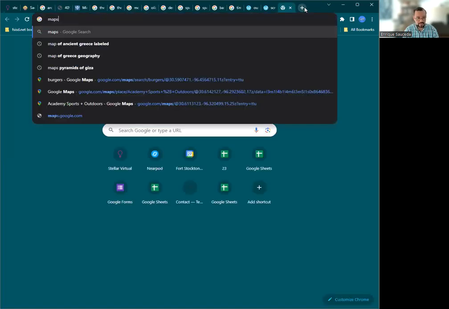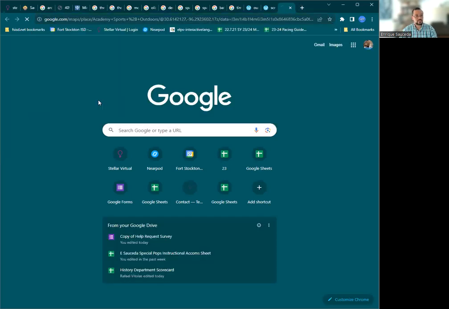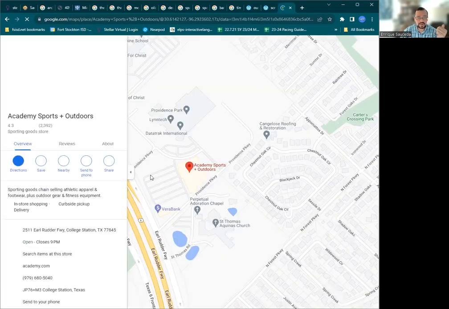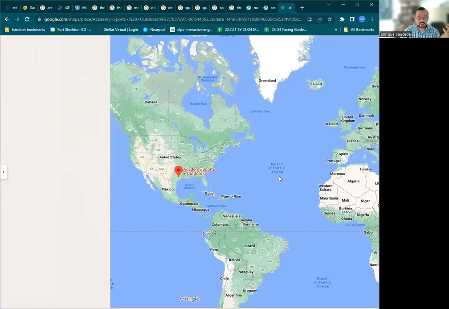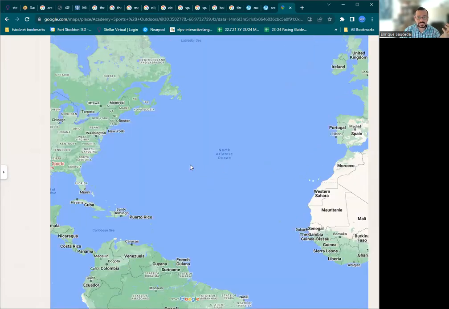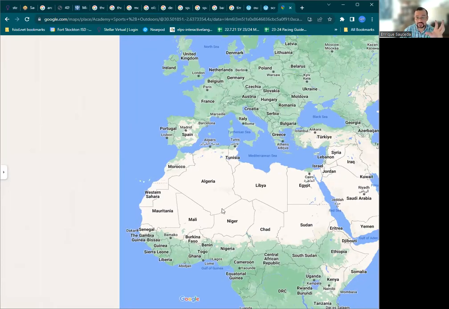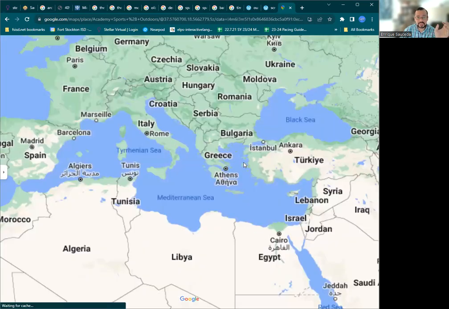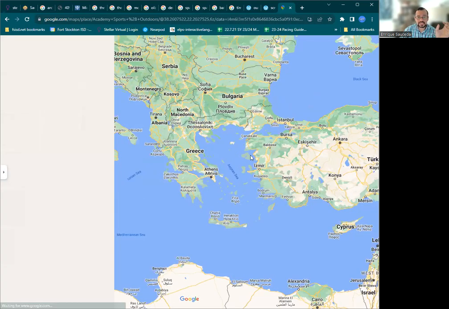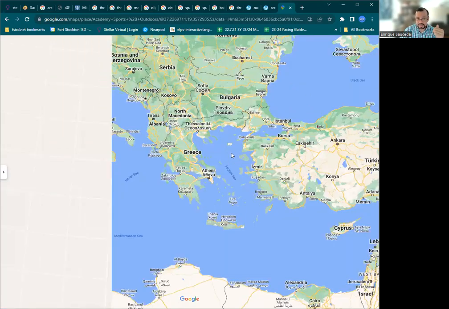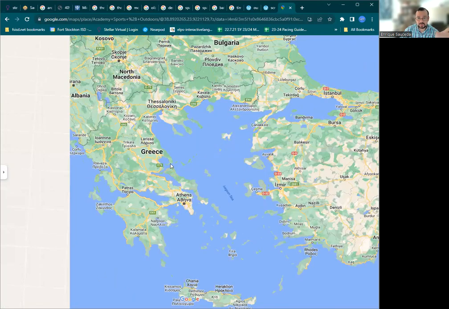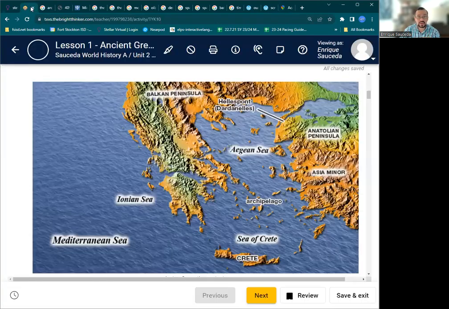If we need to take a virtual tour, let's go to Google Maps. I think I was searching up an academy here, so forgive me, but we can take a field trip. Let's zoom out. Looking for things in Bryan, Texas. Let's go around the world. There's the North Atlantic. There's the Sahara Desert. There's Greece, Mediterranean. Zooming into Greece, and there is the Aegean Sea. There's Rome. Here's the Black Sea, bodies of water. Egypt. Again, there is the Aegean. Here is Greece. There's Turkey. This is the area that we are in.